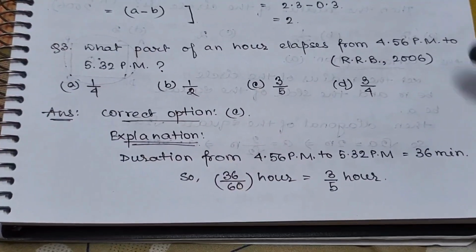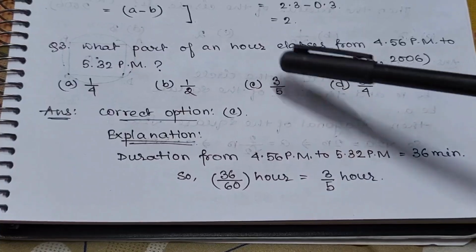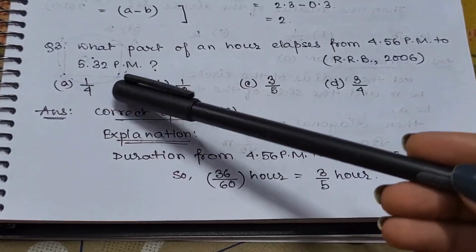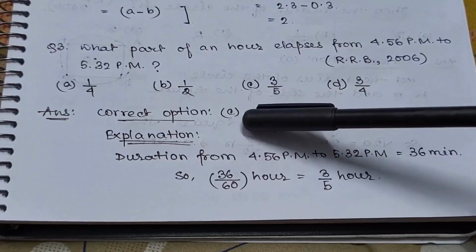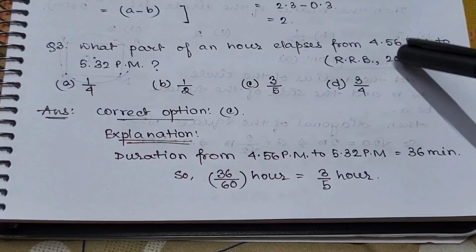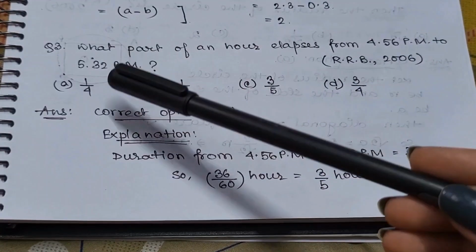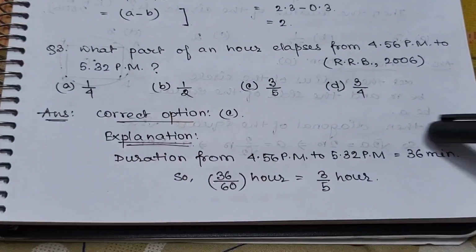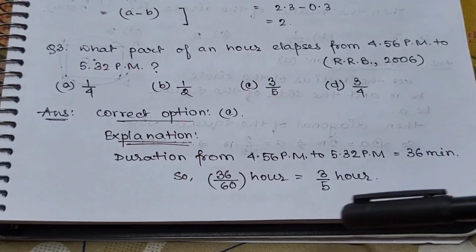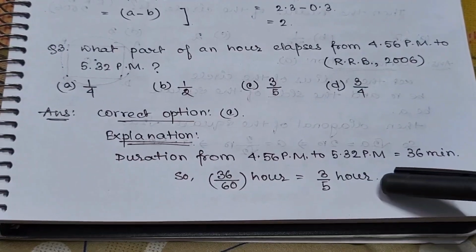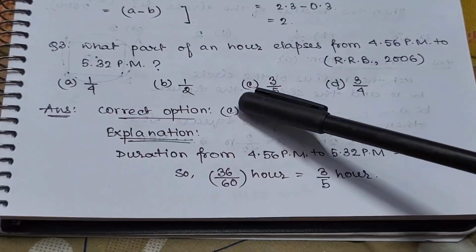Question 3. It says that what part of an hour elapses from 4:56 p.m. to 5:32 p.m. It is seen that the correct option is C. Now explanation. Now the time duration between 4:56 p.m. and 5:32 p.m. is actually 36 minutes. Now to convert these minutes to an hour, we need to divide by 60 and hence we have 3/5 hour. So the correct option is C.